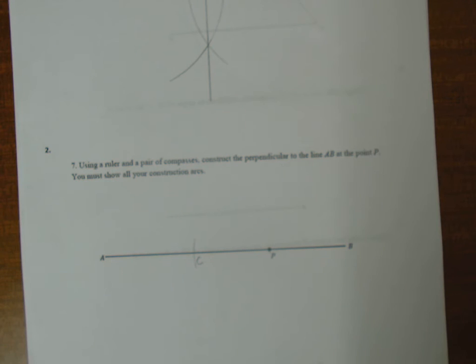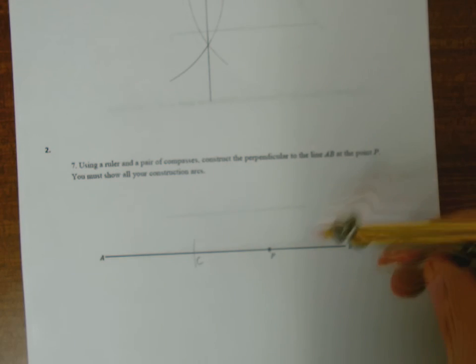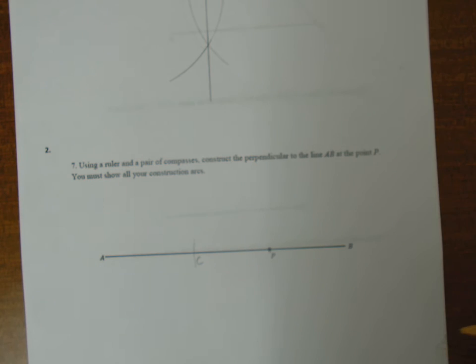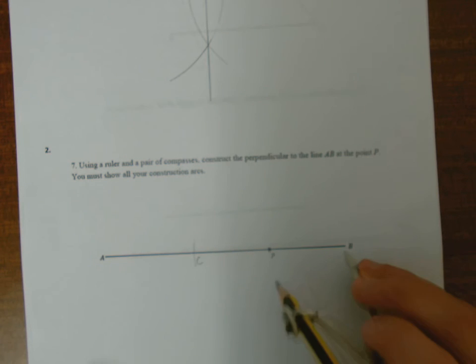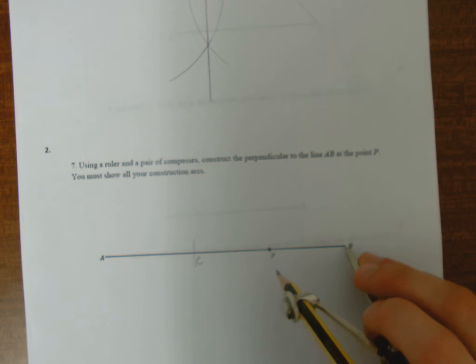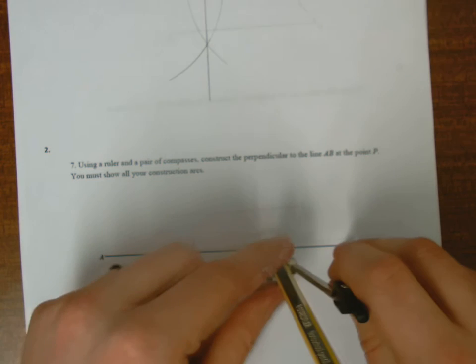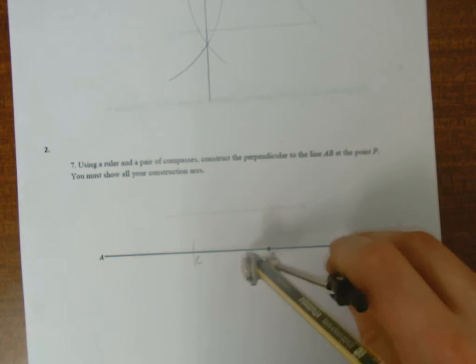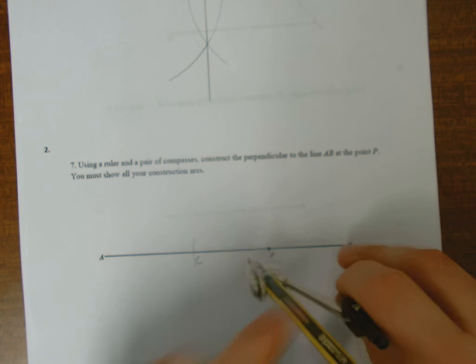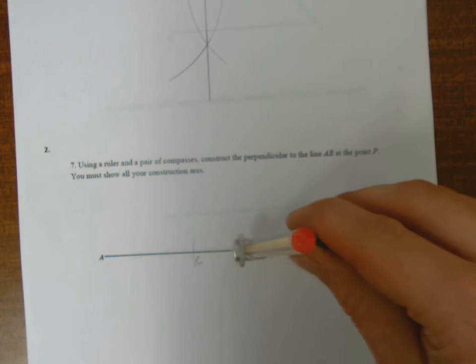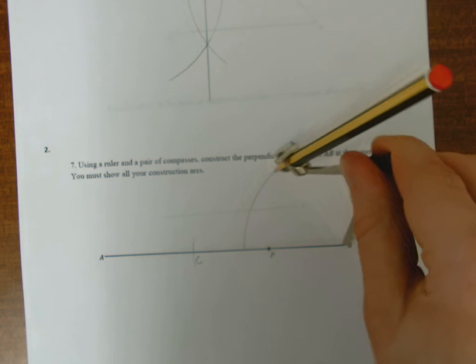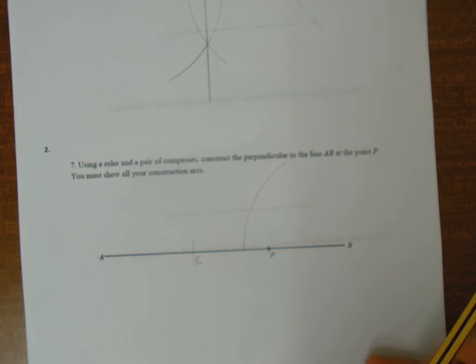Now, we've been asked to construct the perpendicular to the line AB at the point P. It's asked us to show all our construction arcs, so we're going to do the same thing as we did in the last question. So we're going to put our compass at point B. We need to extend it past the point P, because we need it to go past halfway. And we're going to draw an arc, this time just from the line, and make sure that it goes past where the bisector would go.